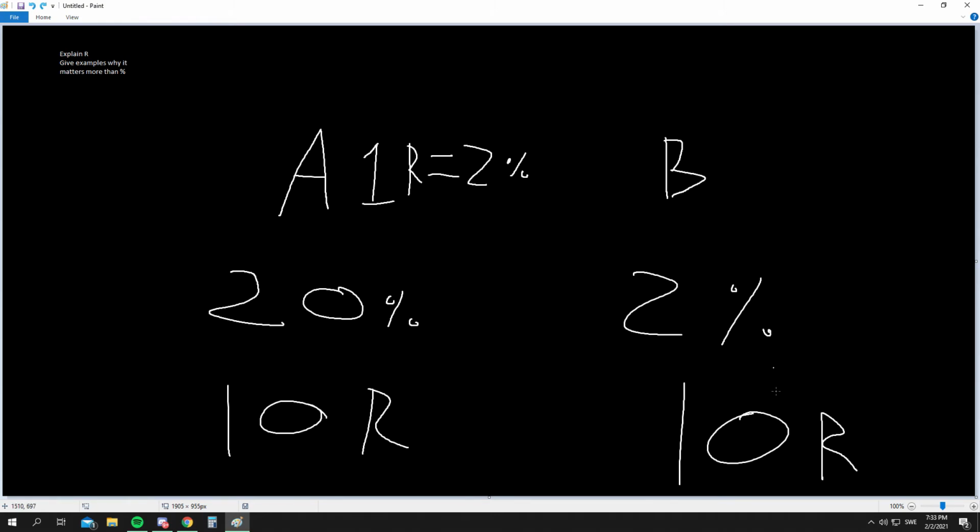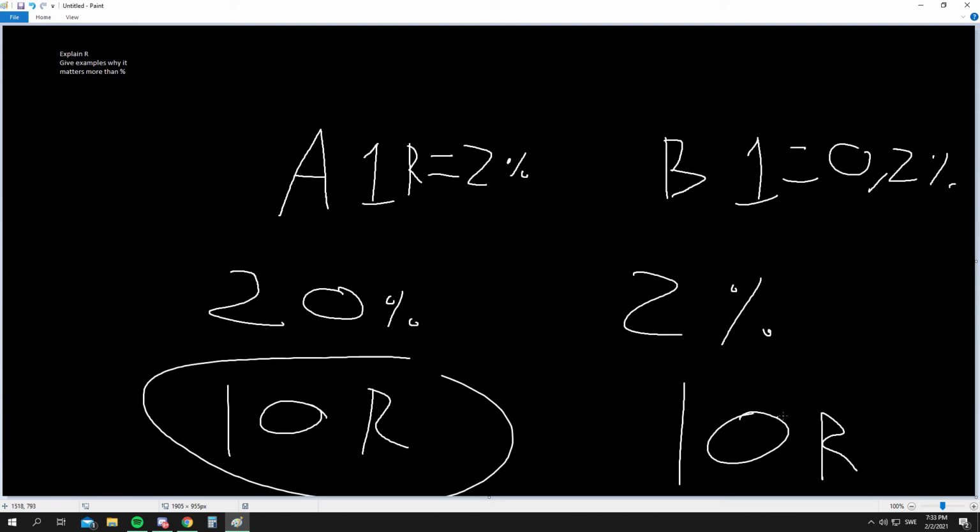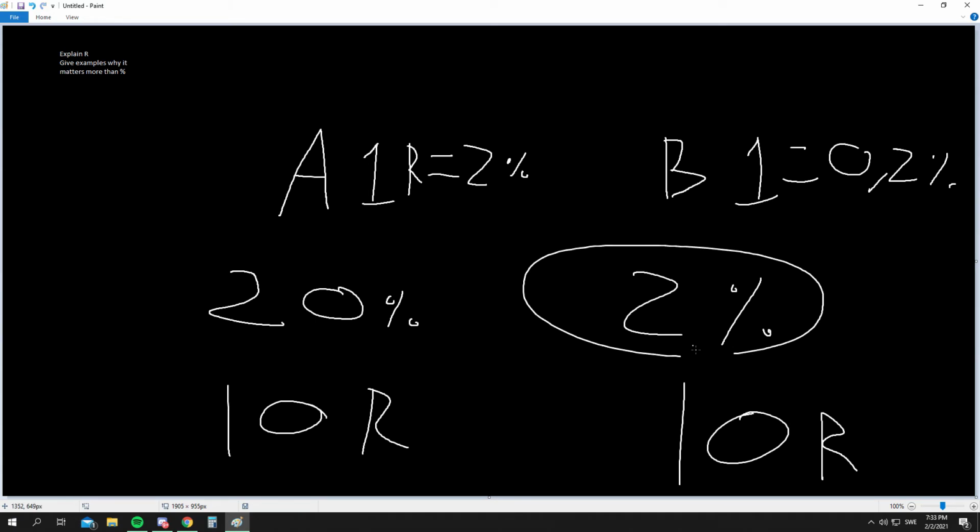And trader B also made 10R, but he made a 2% gain on his capital, right? That means 1R for him is 0.2% of his capital. But in terms of risk, these guys did the exact same, right? It just comes out that it was a different percentage on their account.